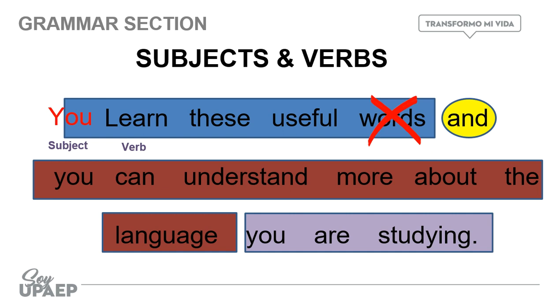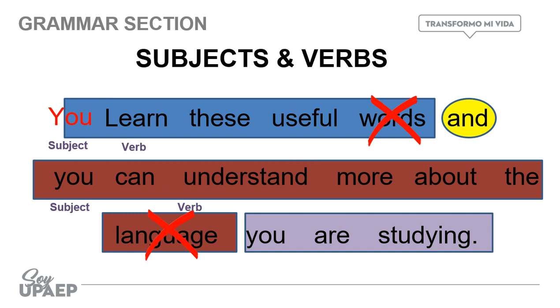What is the subject of the second sentence? If you thought that the subject is language, you are incorrect. Language is part of the object. The subject of this sentence is you, and the verb is can understand. If you notice, we have a verb that is formed with a modal verb and a main verb, understand.